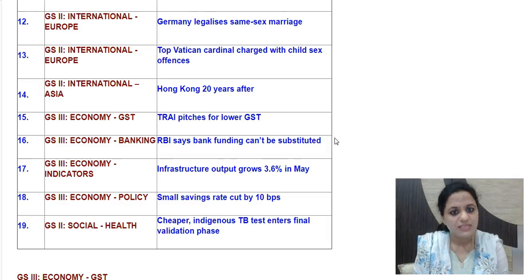And in current affairs, the kind of coverage which we are doing, we are not looking only at current affairs. We go back to the static part too and try to understand that. That will help you a lot in prelims also.